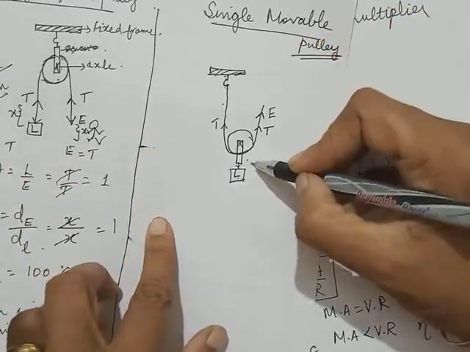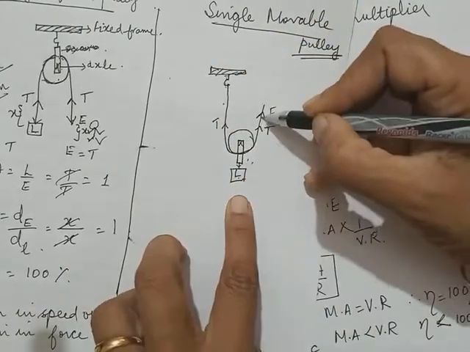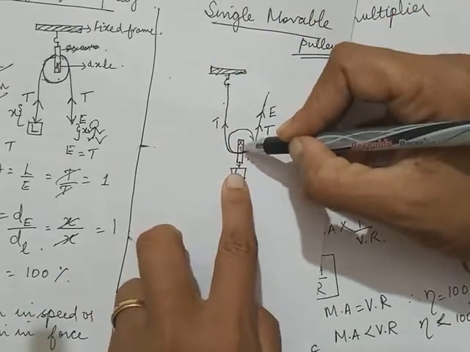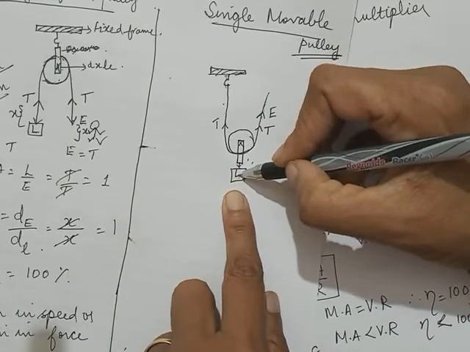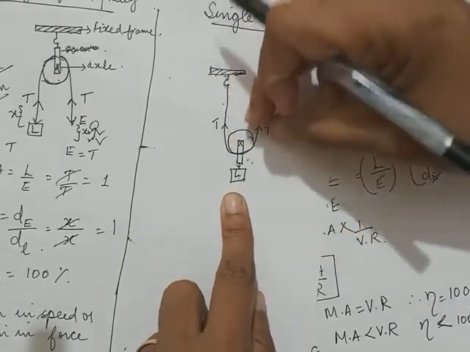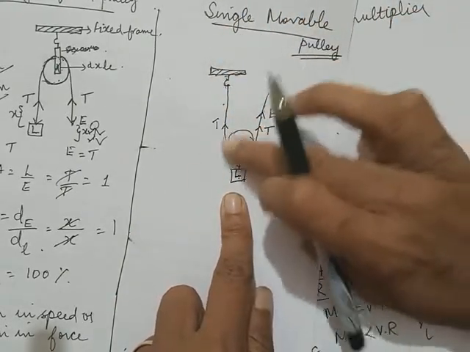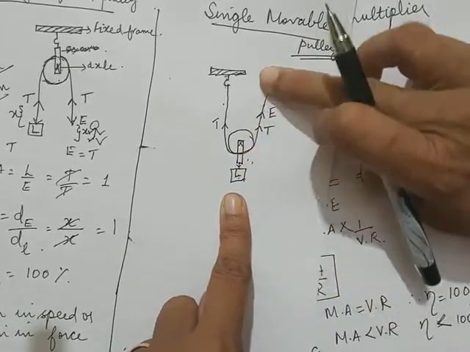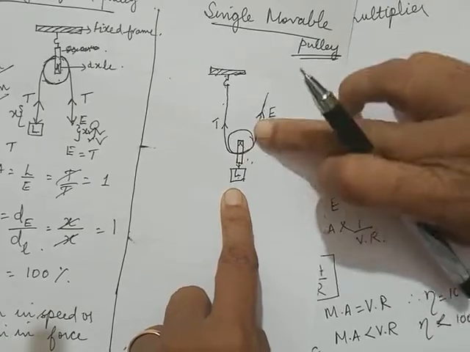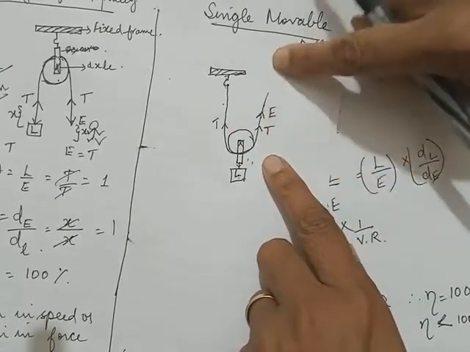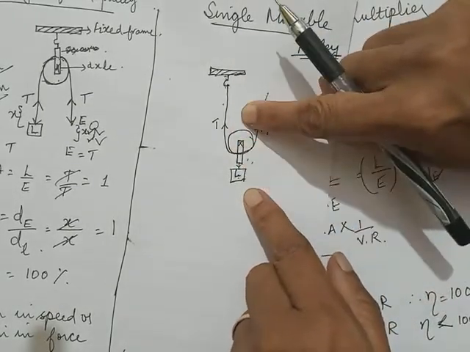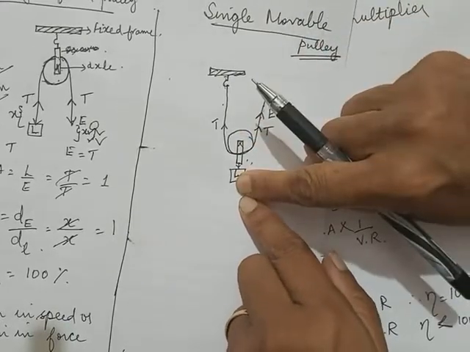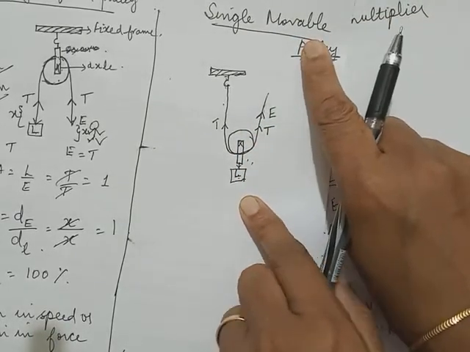Now, why is it called a movable pulley? As you pull this rope up, this pulley will also move along with the load. Are you able to imagine? The pulley is not fixed. It is free to rotate. It is free to move up and down. It will rotate also and it can move up and down also. So as you pull this rope up, the entire pulley will move up along with the load. So that's why it's called a movable pulley.